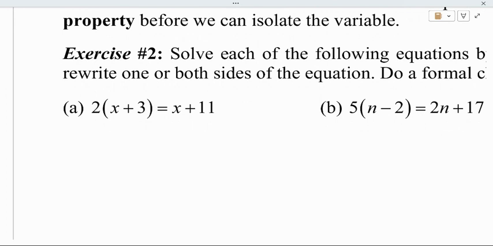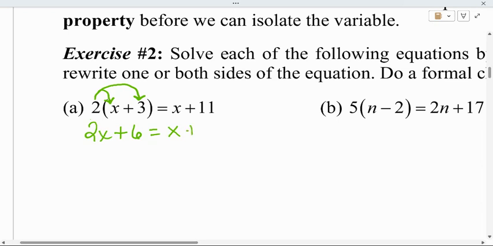Daniel, what do you want to do first? Yeah, we have to multiply everything inside of that parenthesis by 2. So 2 times x is 2x, and 2 times a positive 3 is 6, equals x plus 11. Kenna, what do you want to do next? Minus that 1x from both sides. I love that. So 2x minus 1x is just 1x. Bring down my positive 6 equals 11.